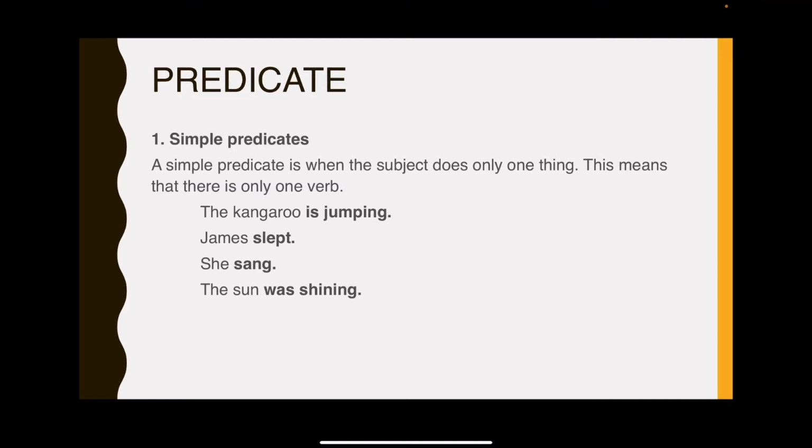All right: the kangaroo is jumping, James slept, she sang, the sun was shining. So you can see that in all of these four sentences, we only have one verb for each sentence. Okay, jumping, slept, sang, and shining, including auxiliary. What about compound predicate? I think you can guess, right? If it is a compound predicate, there should be two verbs with and.